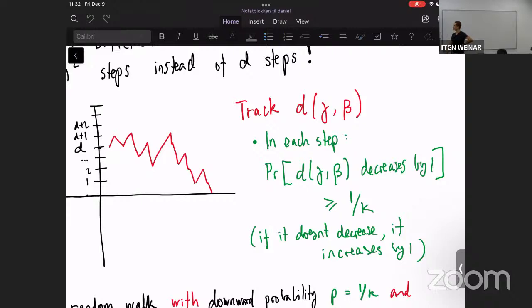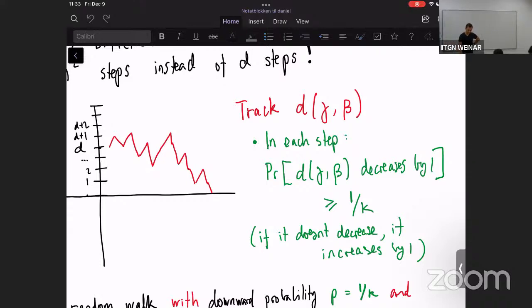Initially, it's at most d. In the worst case, it's d. And in every step, we know that the probability that the distance decreases by 1 is at least 1 over k, and with probability at most 1 minus 1 over k, it increases by 1. Those are the only two things that can happen. The distance cannot stay the same. It decreases by 1 with probability at least 1 over k, and if it doesn't decrease, then it increases.